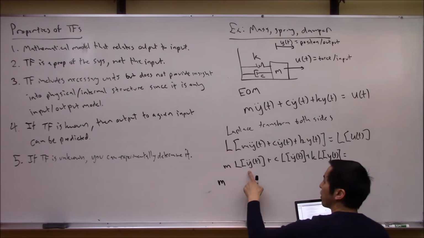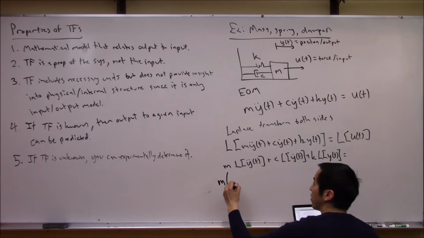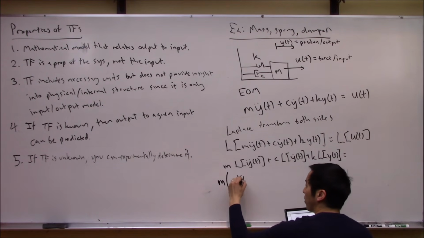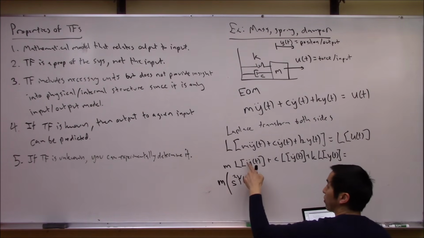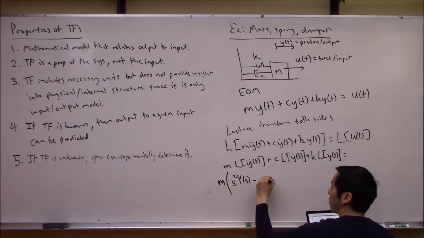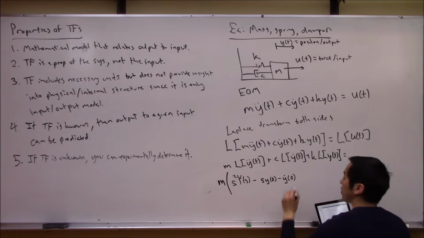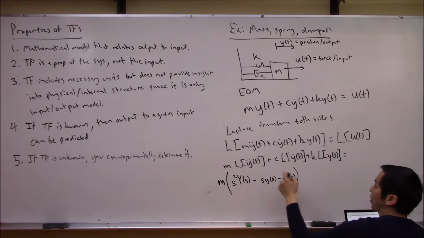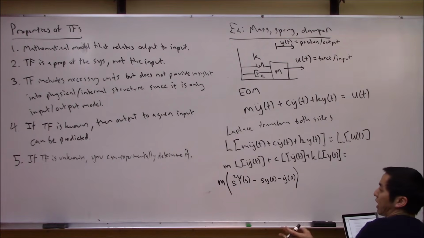So the second derivative of a signal here, let me put some parentheses here, is going to be s times y sub s. Minus, oh, sorry, this is s squared, because there's two dots here, there's two derivatives. Minus s times y0 minus y dot 0. Okay, that's this term. This is exact. We have made no approximations yet.